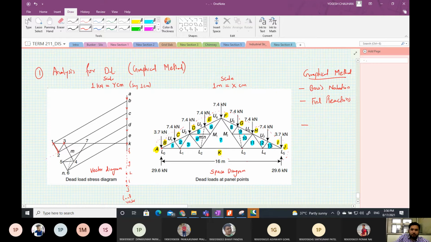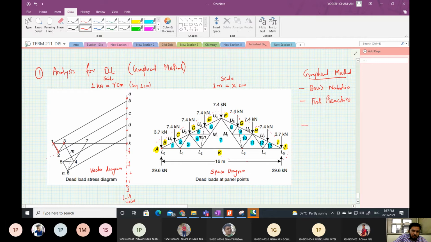Now to determine the point 4, you cannot directly get this 4, so you have to add some dummy member. So here this dummy member MN is added, and this member 4 5 is removed. So now you draw a line 3M. This we have removed, this 4 and 5. Now you draw this 3M.